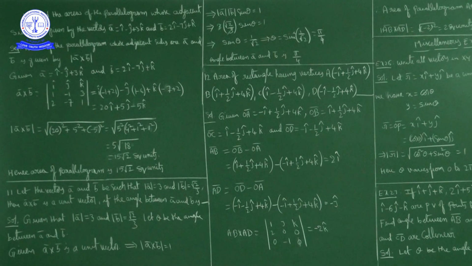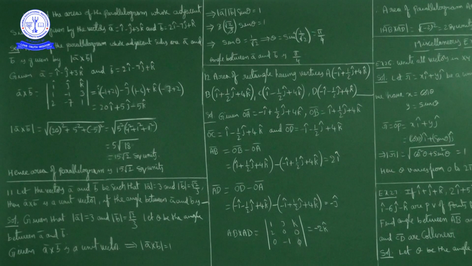If ABCD are the vertices of a rectangle, the area of the rectangle is modulus of AB bar cross AD bar. Now calculate AB bar, find AD bar, then take the cross product of AB bar and AD bar, then find its magnitude.